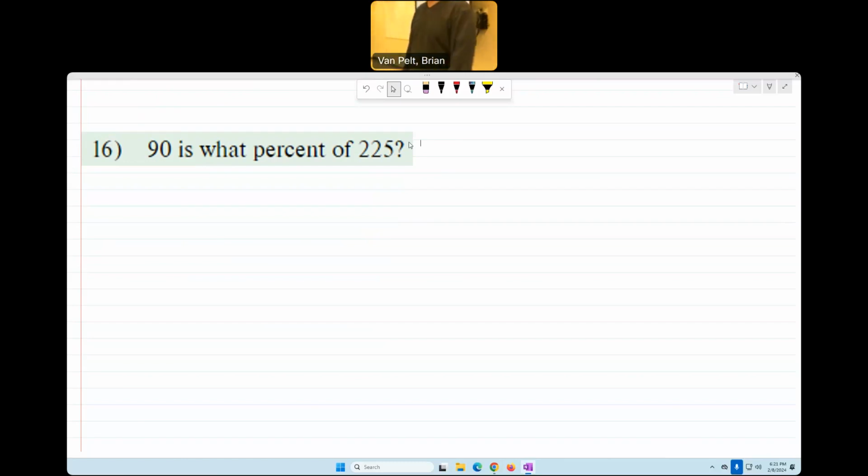Notice what it's asking you for this time. It's not asking you for a regular old number. What is it asking you for? So you've got to convert your final answer to a percent. 90 equals x times 225. How do I get x by itself?